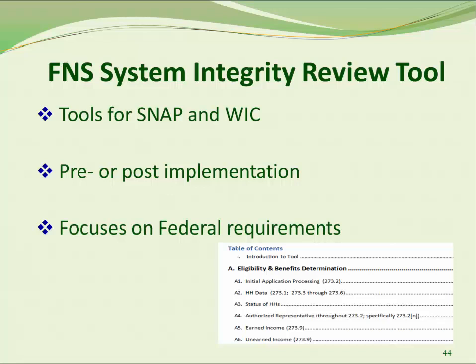The other available method is the FNS System Integrity Review Tool. This review tool was designed so it can be used during pre- or post-implementation reviews conducted by state and/or federal reviewers. There are tools specific for both SNAP and WIC and will walk the reviewer through an entire system operation according to federal requirements. State agency staff should complete the tool and validate system functionality before too much time and effort is spent on UAT.